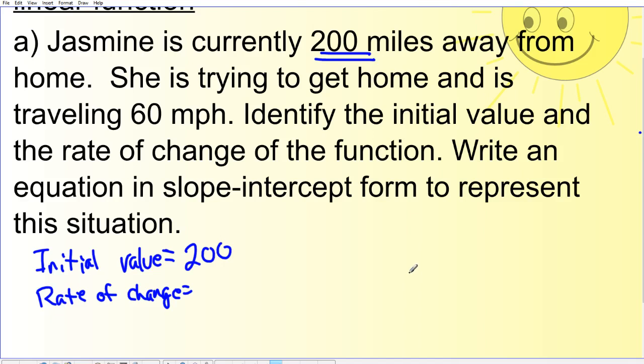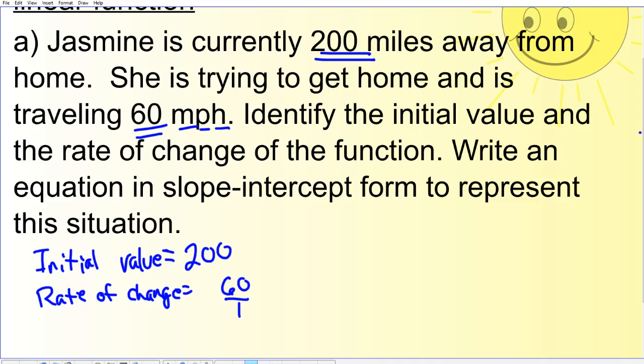Now, how fast is that changing? What is her rate of change? Well, that distance is changing at a speed of 60 miles per hour. So every hour, this number is going down because she's going home. Her rate of change is going down by 60 miles every hour. So her rate is 60 over 1.